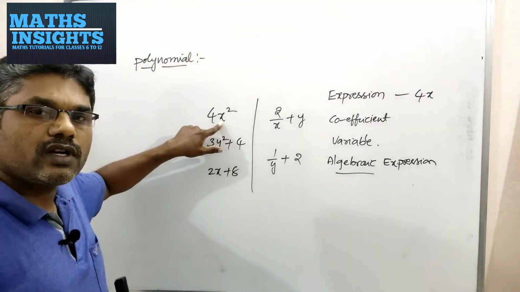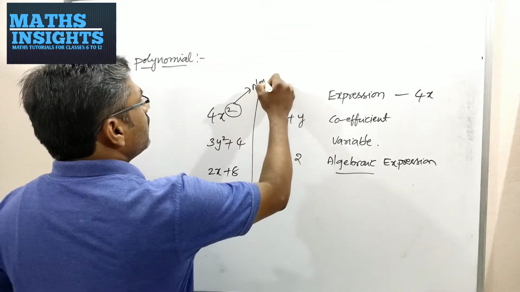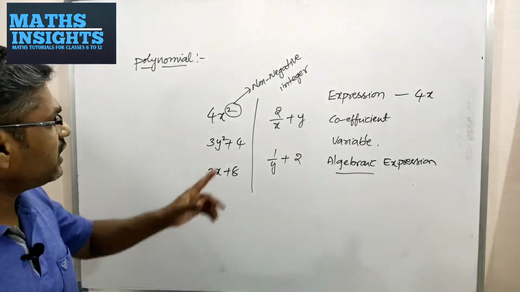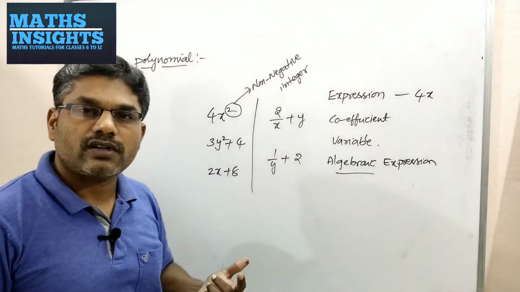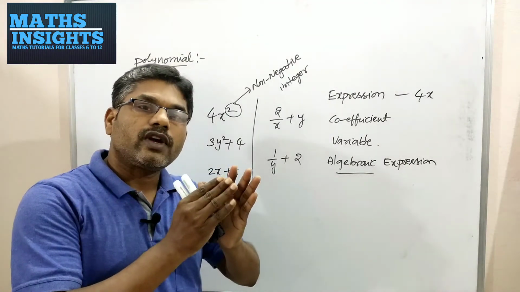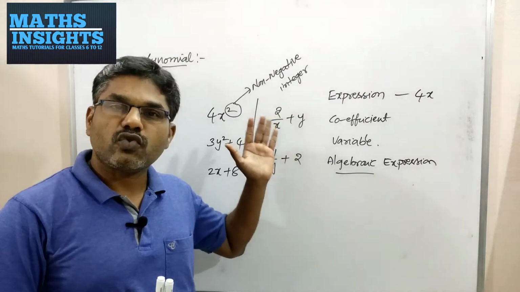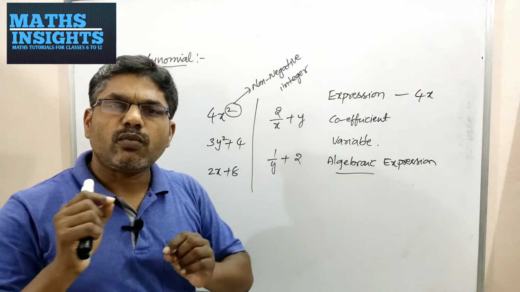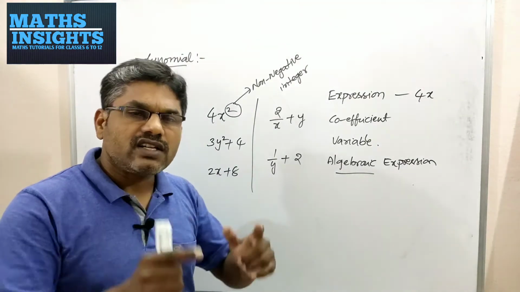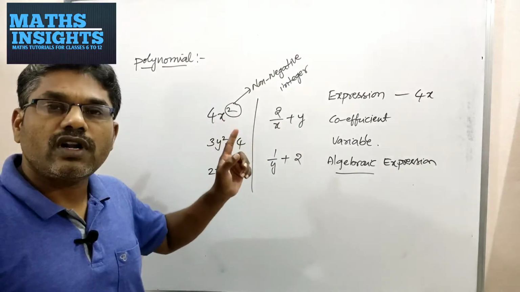You know, the variable involved in this is X, and its power should be a non-negative integer. It should not be a negative number, and it should not be a rational number. It should be only a non-negative integer. You know what is meant by integers? Integers means 0, and on the right side, 1, 2, 3, 4, 5. On the left side, you will have minus 1, minus 2, minus 3, minus 4, and so on. Only numbers with positive and negative signs. We will not have any decimals or fractions in integers. And in those integers, you have to have a non-negative integer as the power of the variable involved in the term.